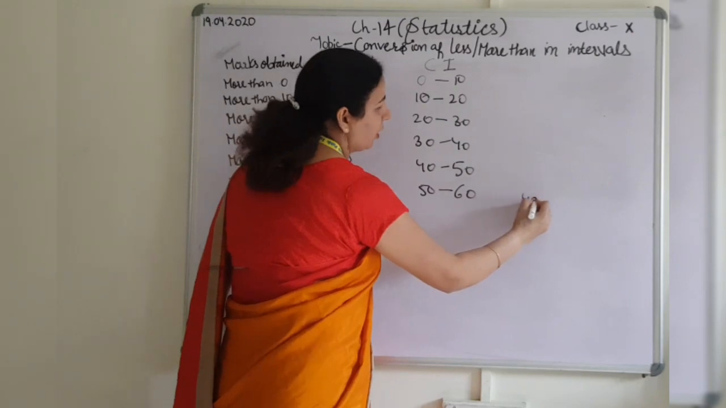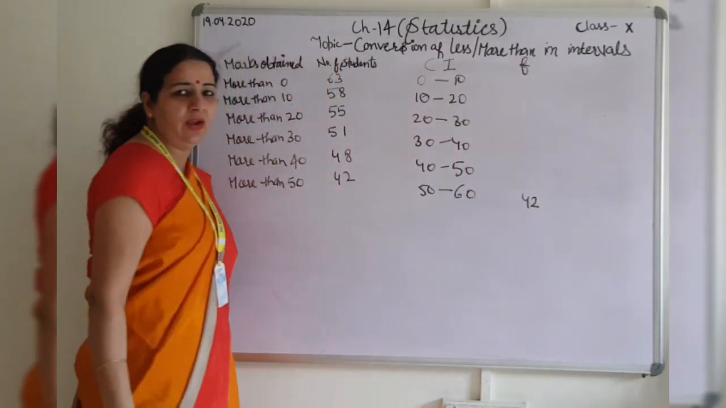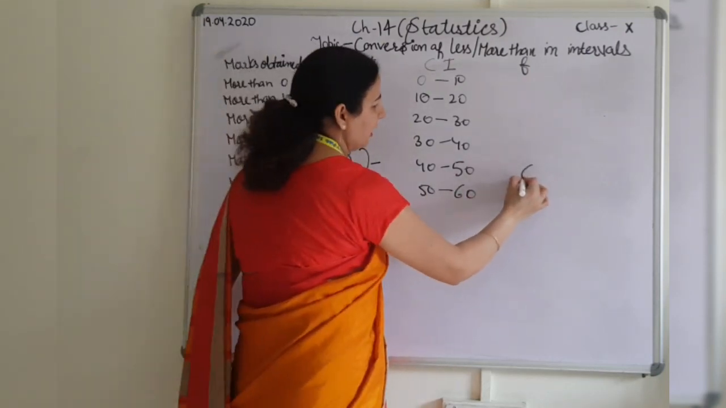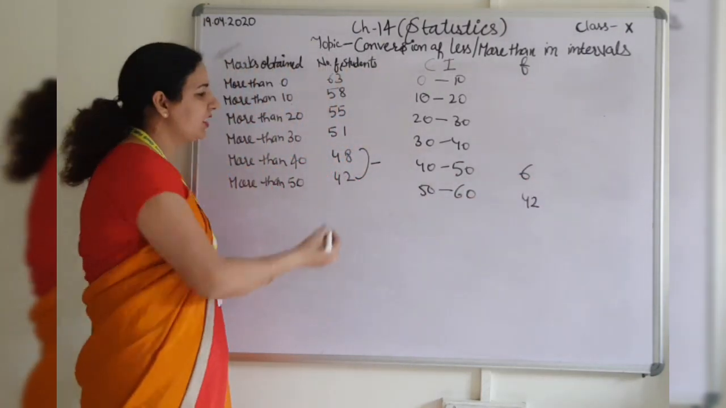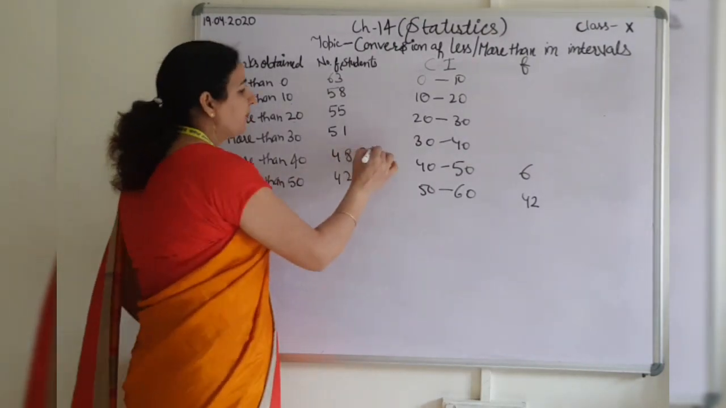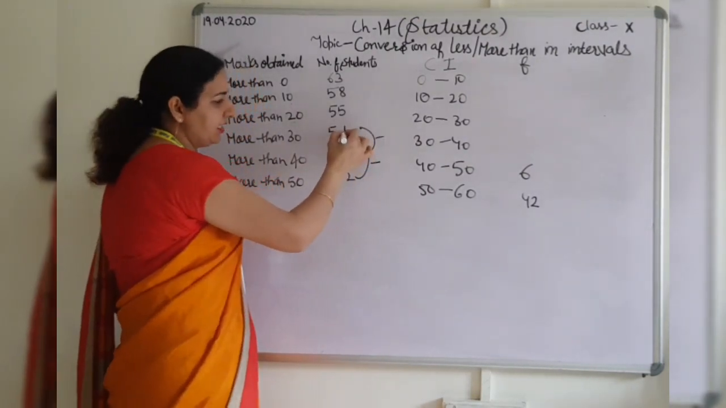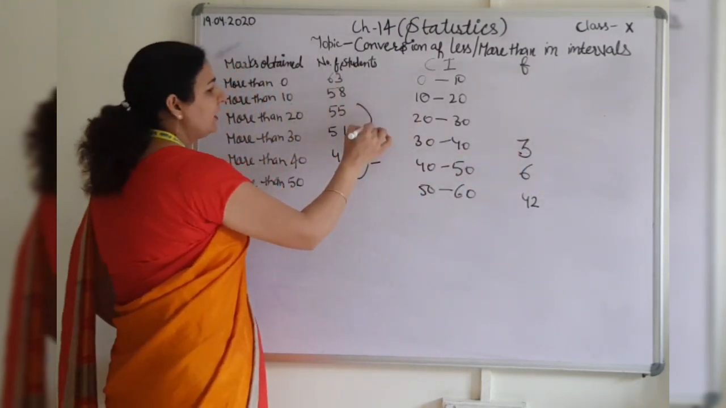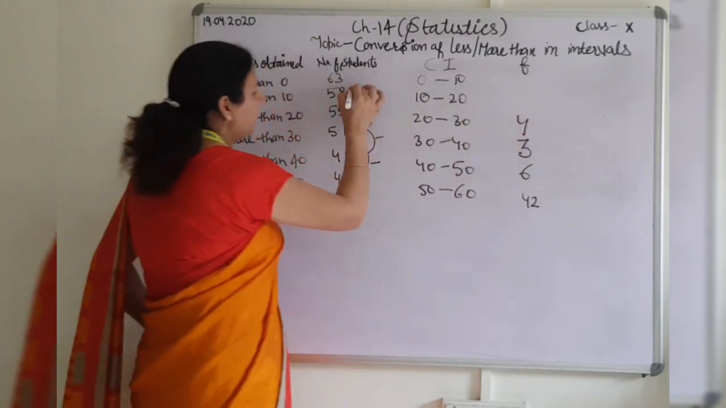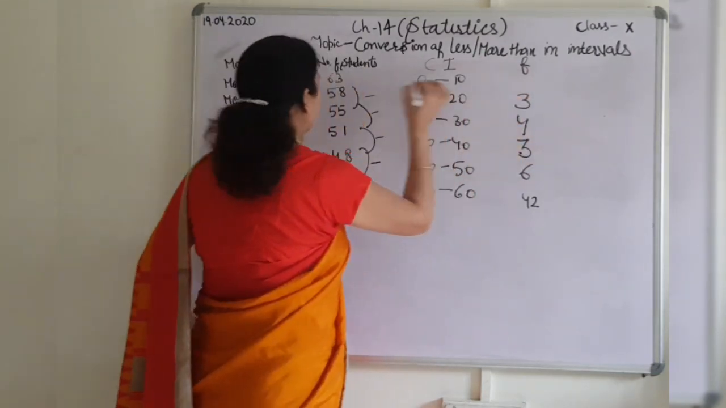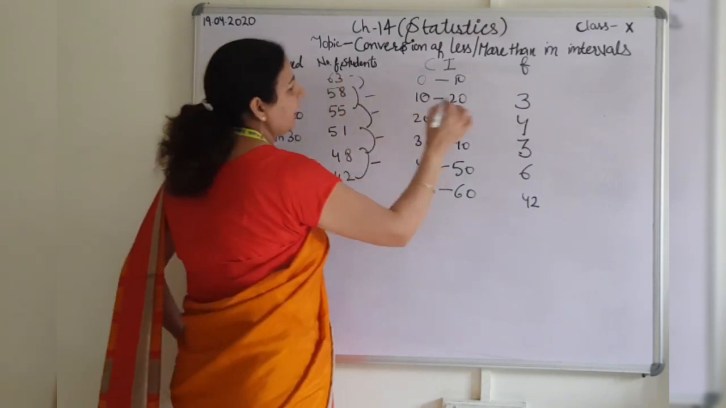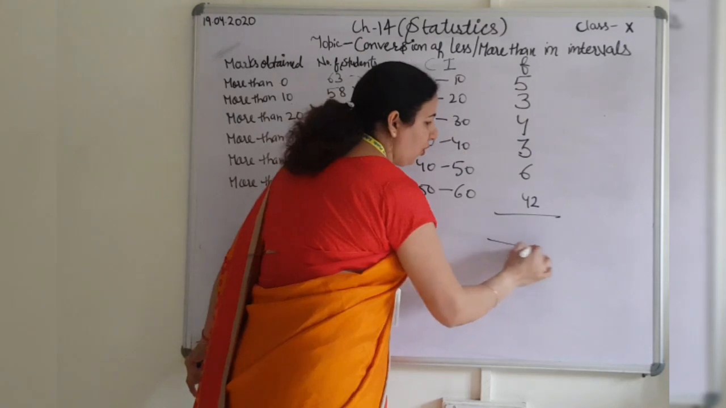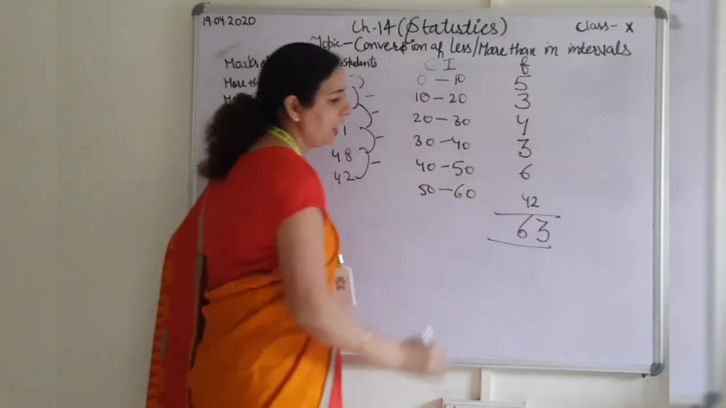So it will be 42. In the F, it will be 42. Now just subtract these two. 42 minus 48, that is 6. Numbers can't be negative, that's why I have just taken their difference. 48 minus 51, or we can say 51 minus 48, it is 3. Then subtract these two, 4. Subtract these two, then it will be 3. Subtract these two, and it will be 5. And when you add all these numbers, the total will be 63.